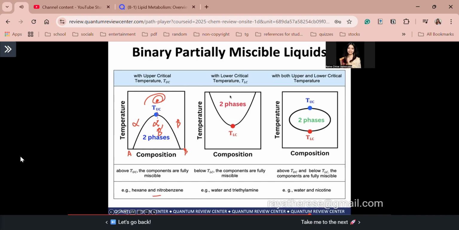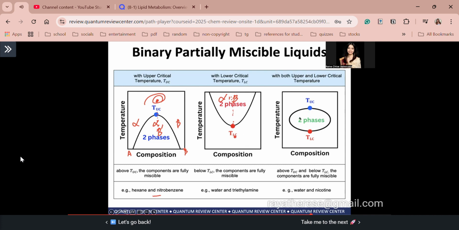Second type is with lower critical temperature. So here, guys, we have two liquids. For example, we have water and triethylamine. Okay? Here, there exist two phases, again, alpha and beta phases. Now, when we decrease and decrease the temperature, okay, and if the temperature is now lower than the critical temperature, so we are here now. So the two liquids will become completely miscible. Again, our example here is water and triethylamine.